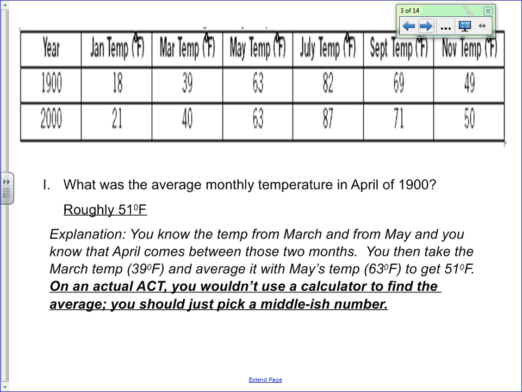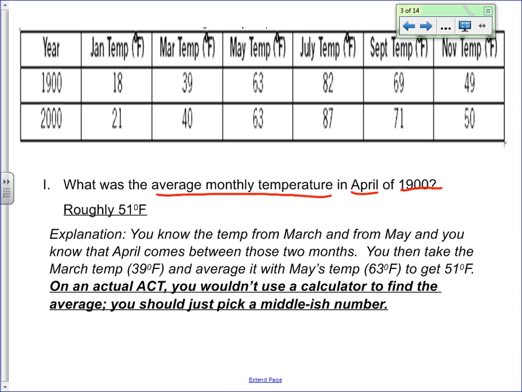So in order to take a look at a sample of this, we see this table. First listed on the top, we see for two different years, 1900 and 2000, what the average temperature was in degrees Fahrenheit for a few months. So what the question is asking is, what is the average monthly temperature in April of 1900? So how would we get this answer? How would we find the average monthly temperature in April of 1900?